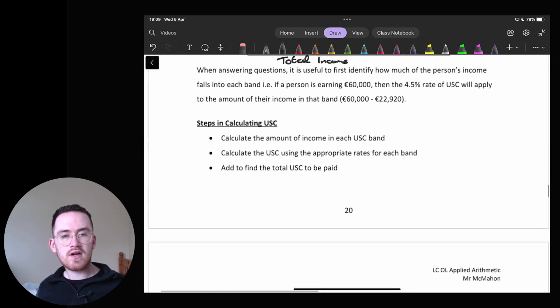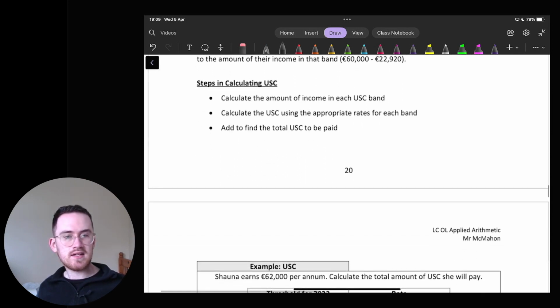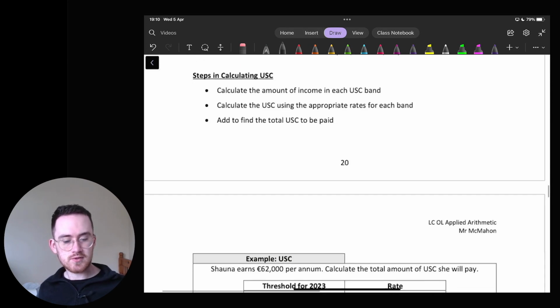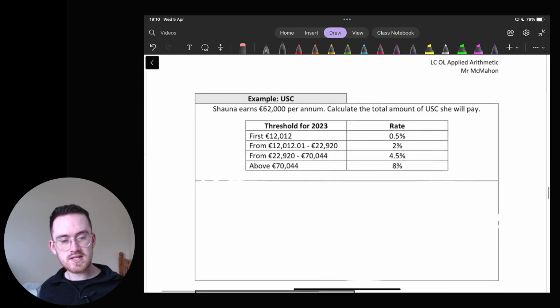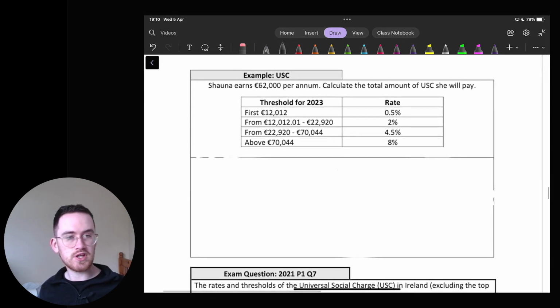So let's look at our steps. As we said there: calculate the amount of income in each band, calculate the USC, and add to find the total USC they have to pay. So Shauna here earns 62,000 per annum, so per year. Calculate the total amount of USC.